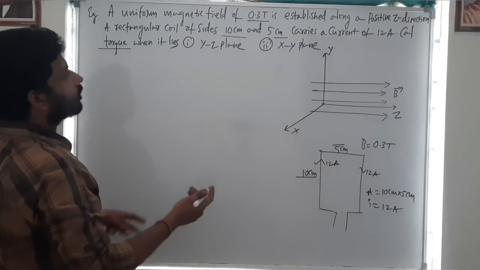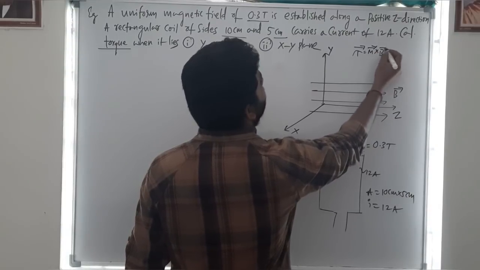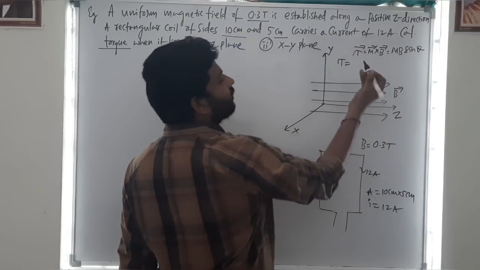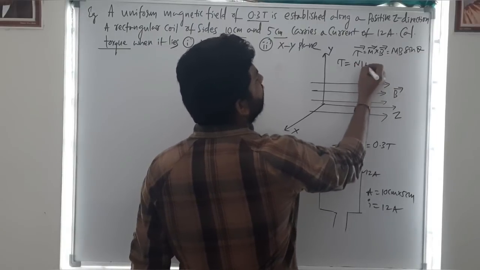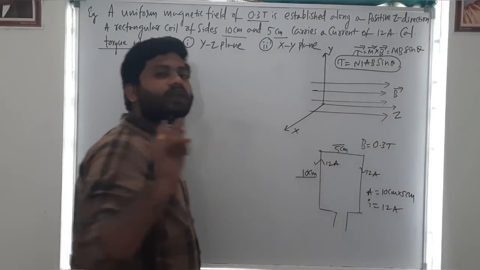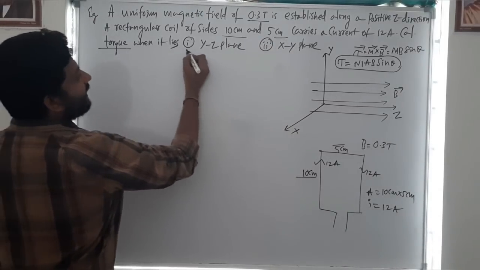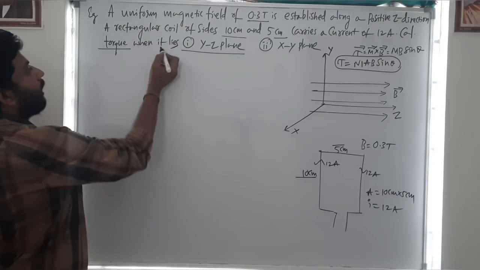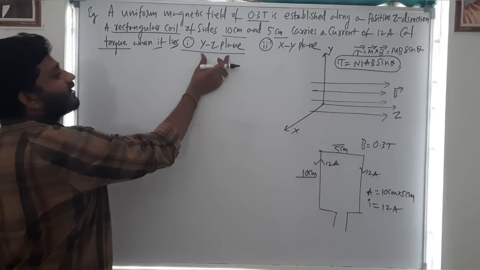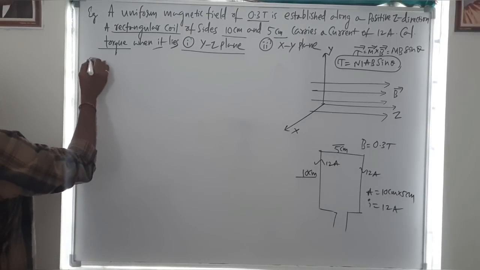So we know the basic concept of torque, which is m bar cross B bar, equal to mB sin theta, and I can write the magnitude of the torque as NIAB sin theta. This is the basic expression for the torque that you already know. Now, calculate the torque when the rectangular coil lies in the YZ plane. Let's see the first case.